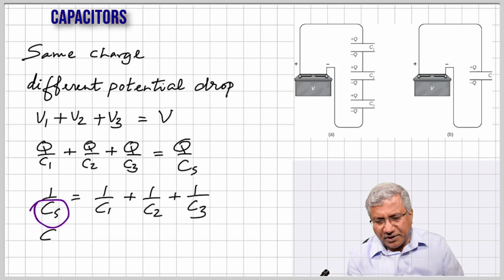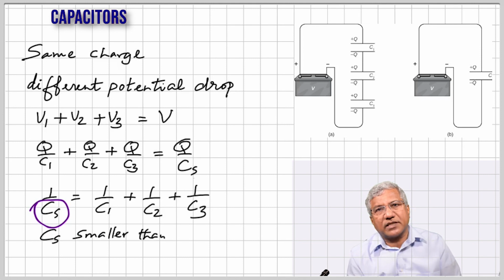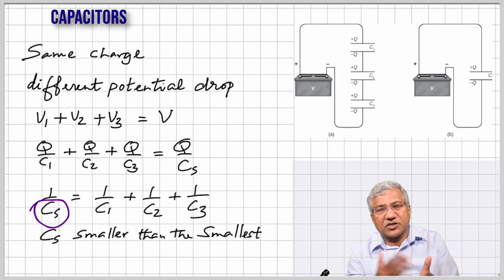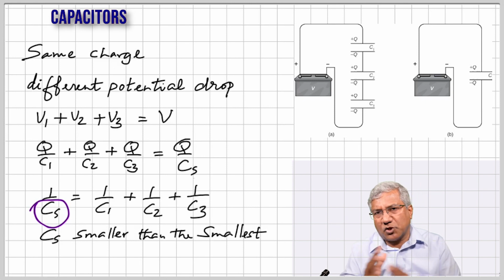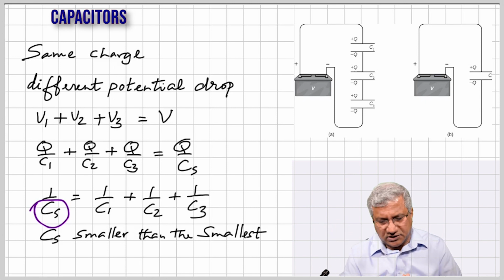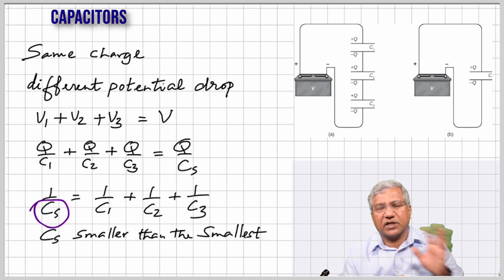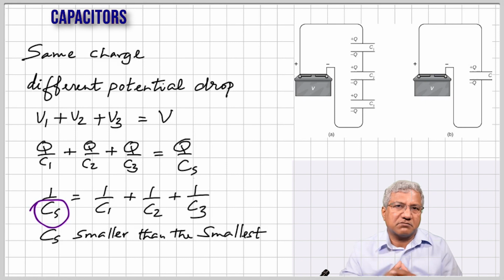Now, on the other hand, if capacitances are connected in series, you know that the equivalent capacitance is going to be smaller than the smallest of the three, or the smallest of any number you have connected. Just a point to remember, CS is going to be small. So, for example, if C1 is 1 microfarad, C2 is 2 microfarad, and C3 is 3 microfarad, okay? CS is going to be less than 1 microfarad, because 1 is the smallest amongst them.